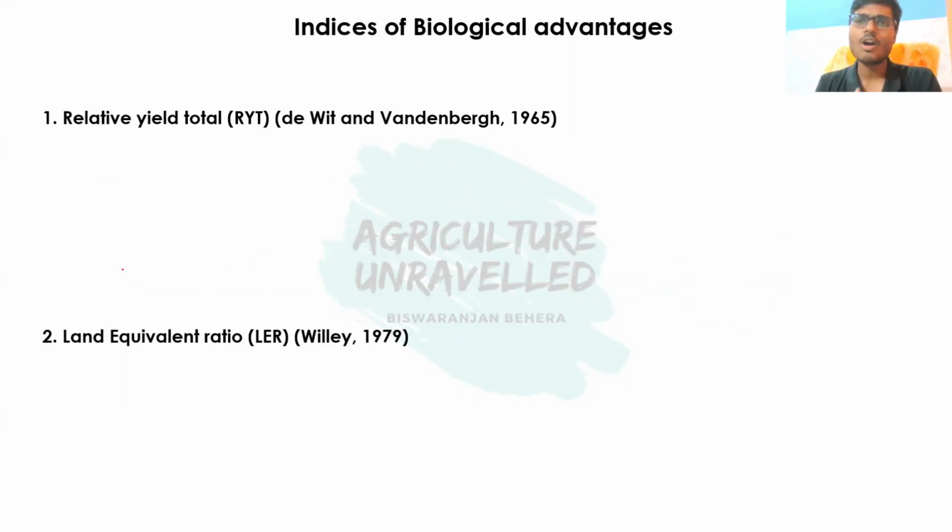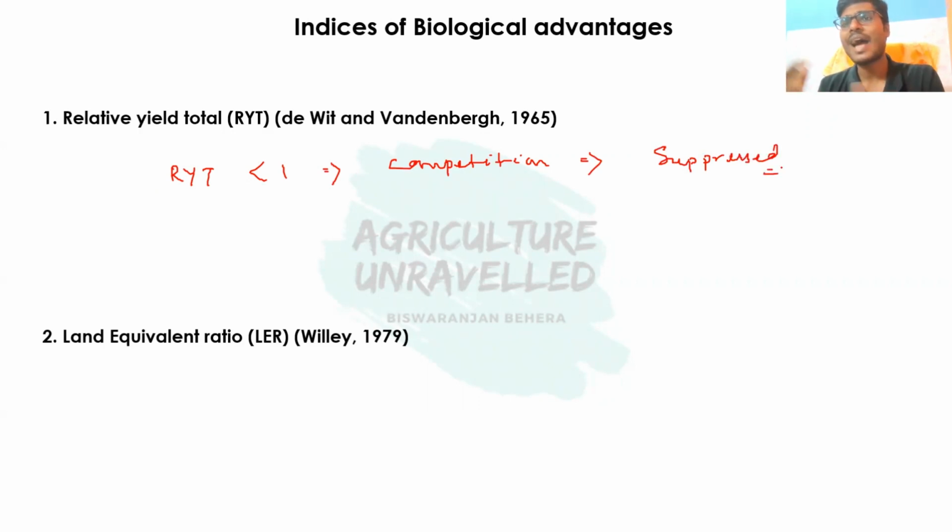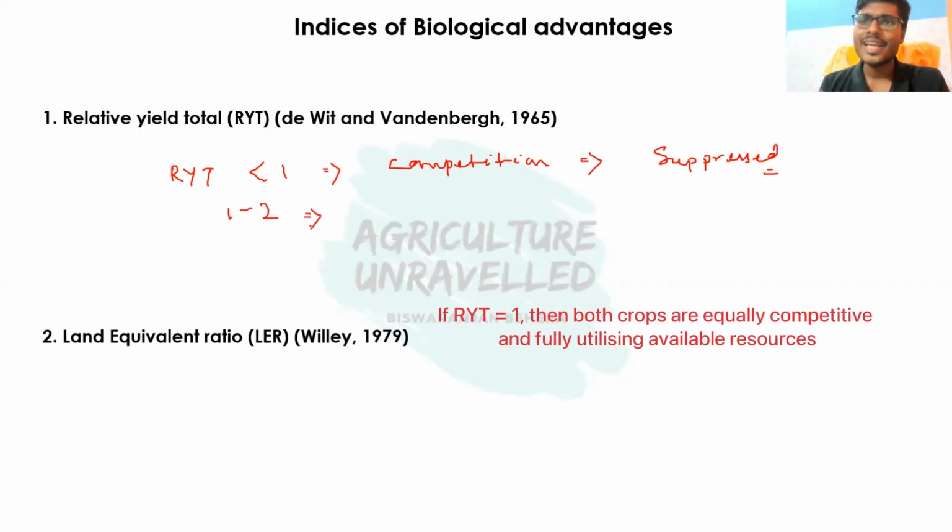Then what is the interpretation of this relative yield total? What does it indicate? If the relative yield total is less than 1, it indicates that there is competition between the two crops, and one crop is dominant and one crop is suppressed. One crop is suppressed maybe due to the allelopathic effect of the dominant crop. And if it is between 1 and 2, then there is partial competition between the two species. So it is partial competition.